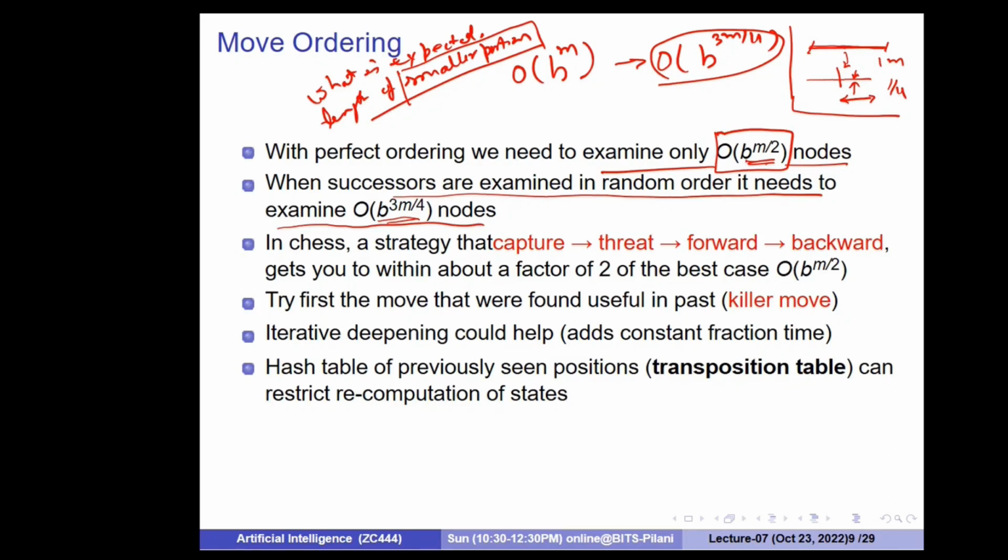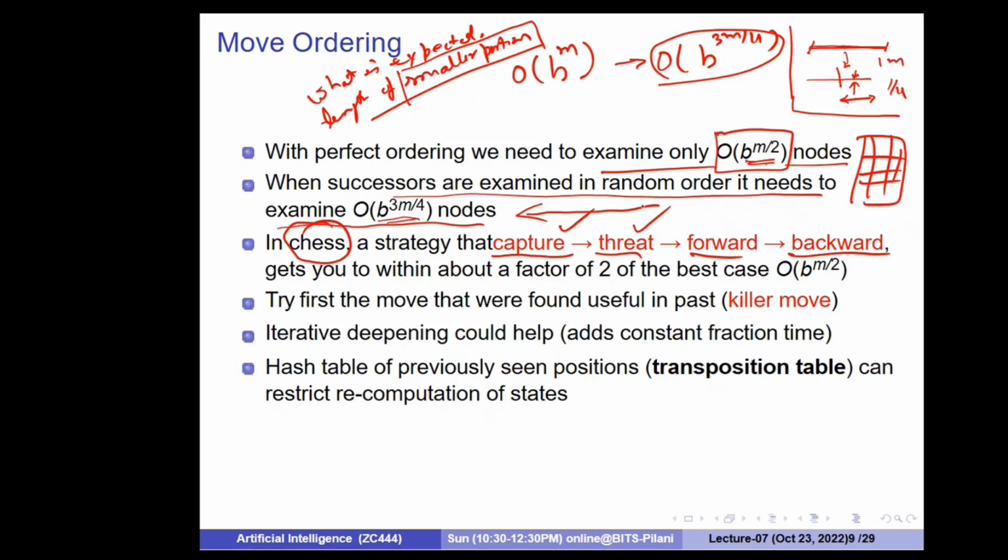So this method can make your algorithm faster. Alpha beta pruning makes your algorithm faster, and you can get the result in a better way. In chess, for example, a strategy that can be used is capture, threat, forward, and backward. It means if possible you immediately capture something in the game of chess. If not possible to capture anything, then threaten something so that the opponent is in a miserable situation.